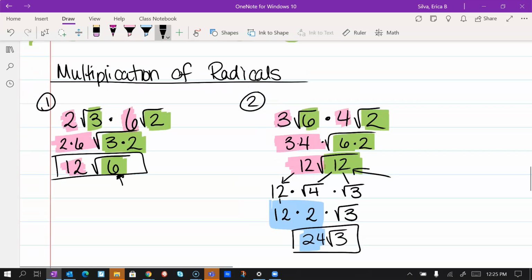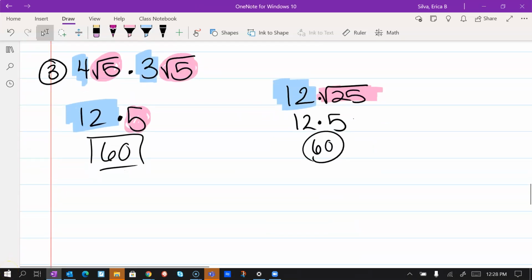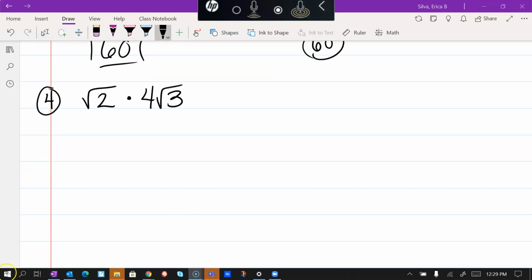All right. We're going to use either way. You can notice that square root of 5 times the square root of 5 is 5 and just multiply 12 times 5. Or you can do 12 times the square root of 25 and see that the square root of 25 is 5. All right, let's go ahead and do the next.